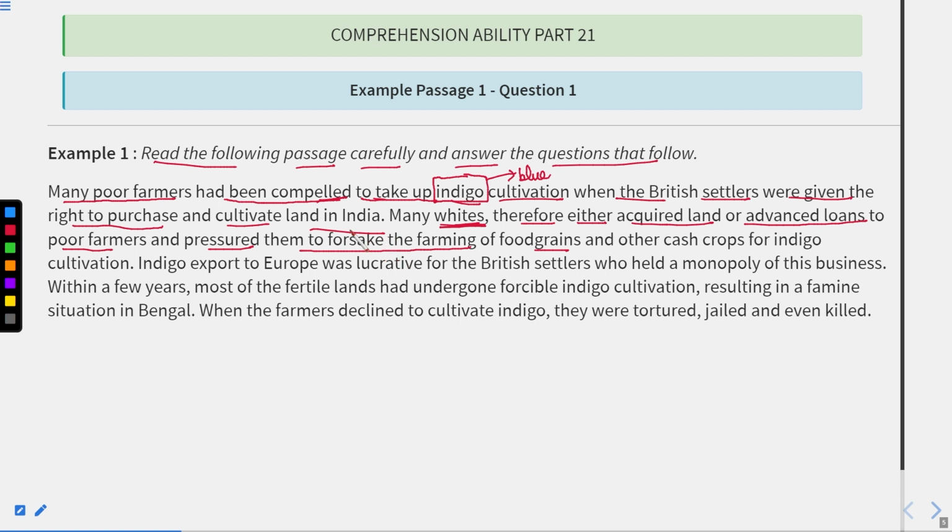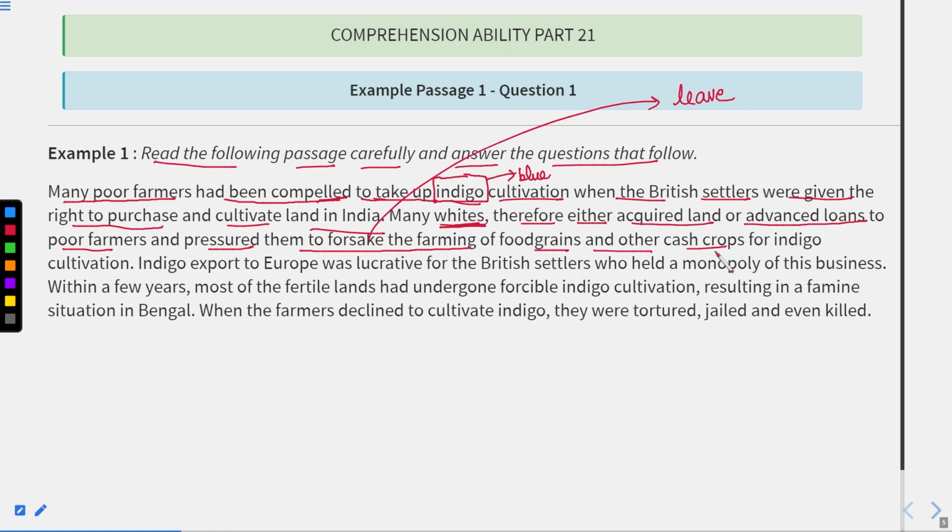It means they have been ordered or compelled to forsake, which means to leave. Okay, when we leave anything, that is forsake. So they said that you have to forsake the farming of food grains. It means they were compelled not to do the farming of food grains.